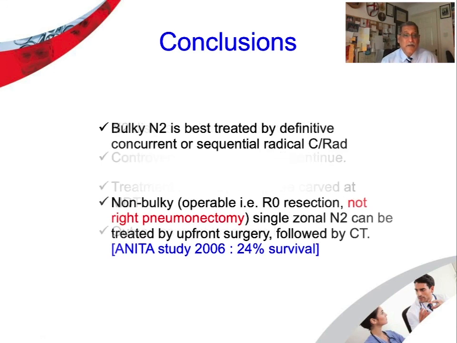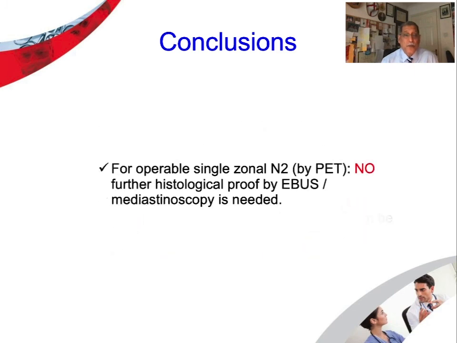For bulky T4N2 disease, do not operate. These patients are best treated by definitive radical chemoradiotherapy. Non-bulky operable primary lung cancers with N2 disease can be offered either lobectomy or left pneumonectomy, but not right pneumonectomy, even if it is technically possible. For N2 nodes on PET scan, one should not ask for EBUS or mediastinoscopy for histological confirmation. It is irrelevant if you think that the tumor is technically resectable together with the mediastinal nodes.